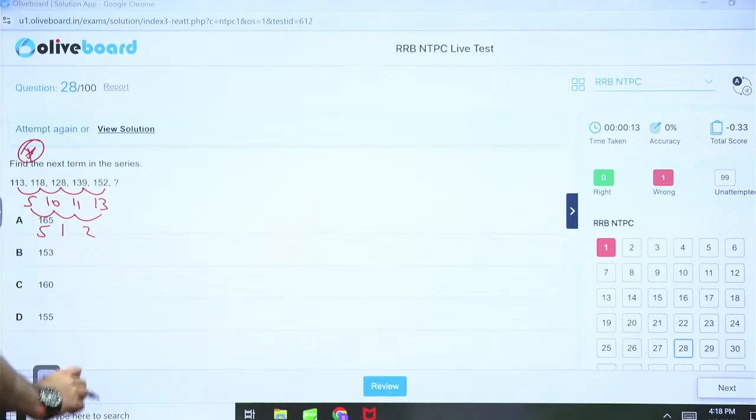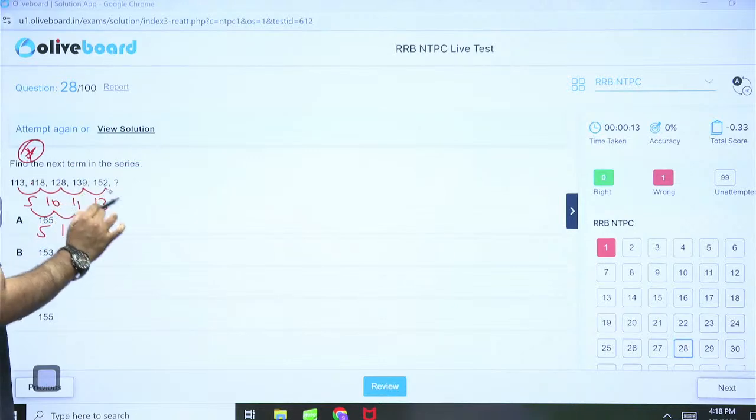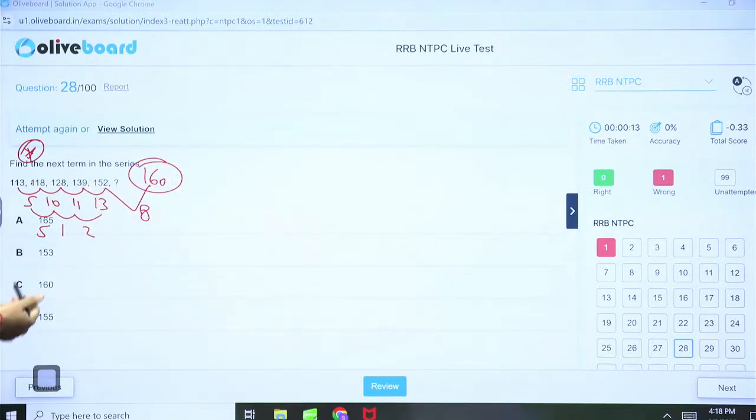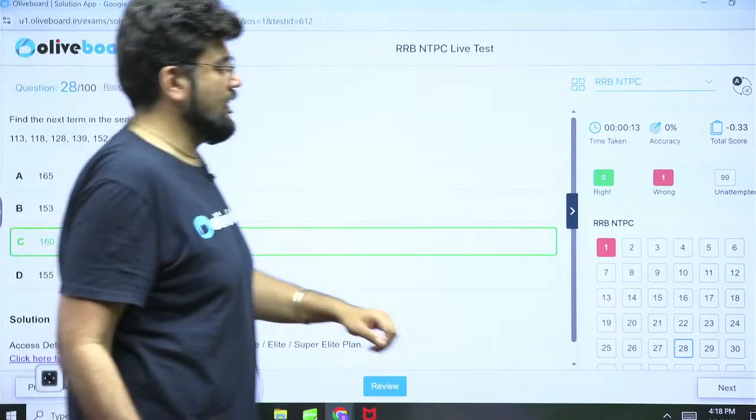So what exactly is happening is 1 plus 1 plus 3 is 5, 1 plus 1 plus 8 is 10, 1 plus 2 plus 8 is 11, 1 plus 3 plus 9 is 13. So 5 plus 2, 7 plus 1, 8. So you will increase this by 8 and you will get 160 as your correct answer. So option C is the right. Okay. Next, question number 29.